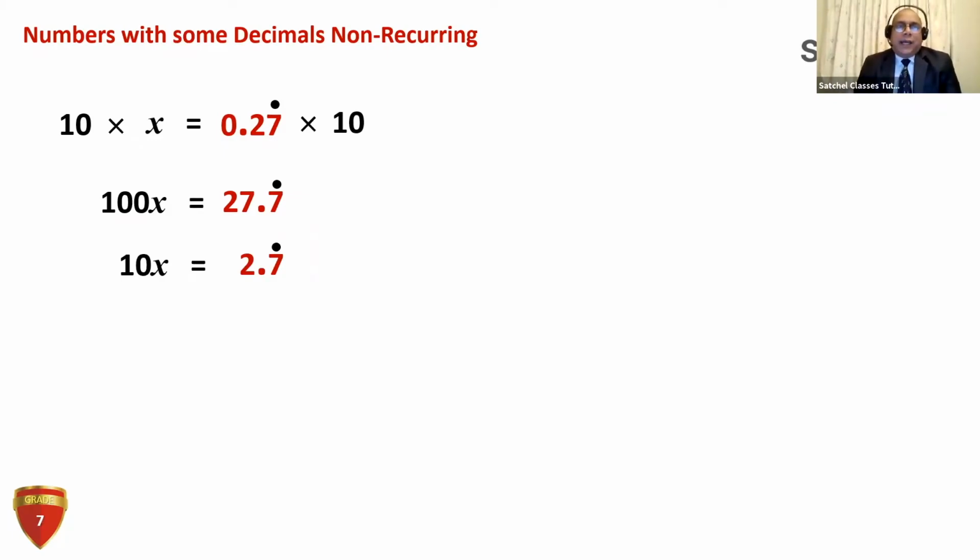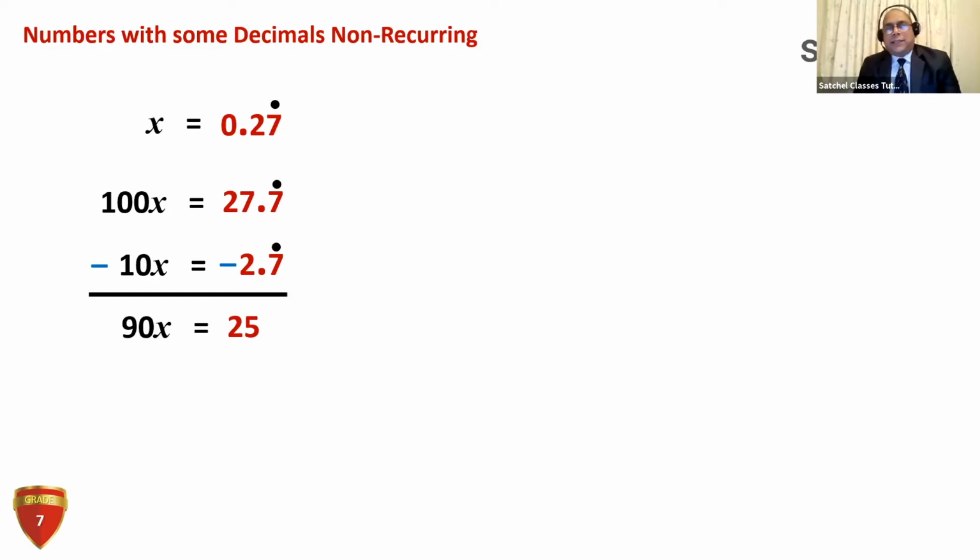Now if I subtract both, on the right-hand side the 7 recurring will get subtracted, because the decimal part is 7 recurring in both. On the left, we have 100x take away 10x, which is 90x. And on the right, we have 27 take away 2, which is 25. The 7 recurring got subtracted. So x will then be 25 over 90. Did you get that? Let's try one more example of this kind.